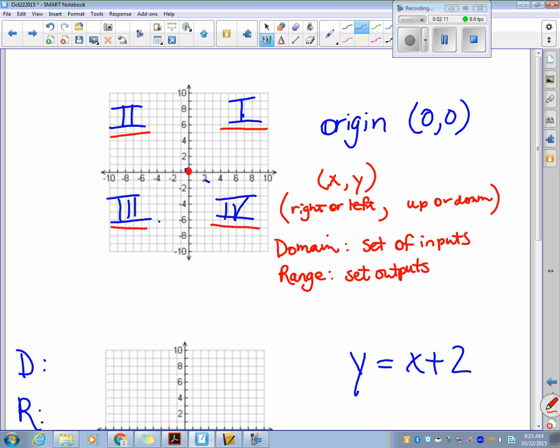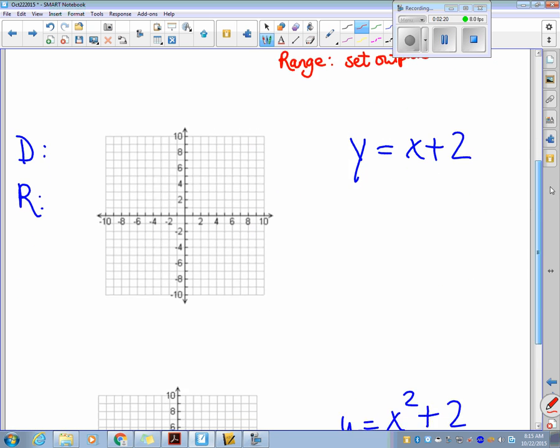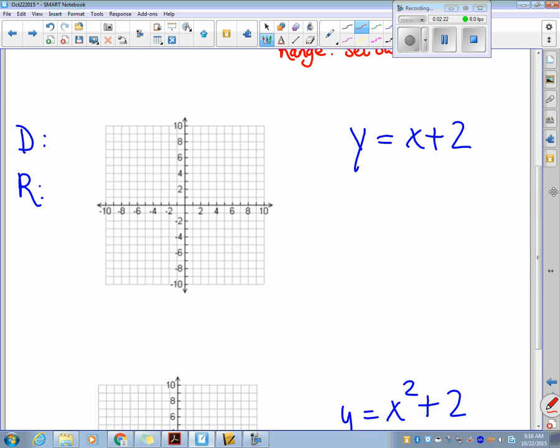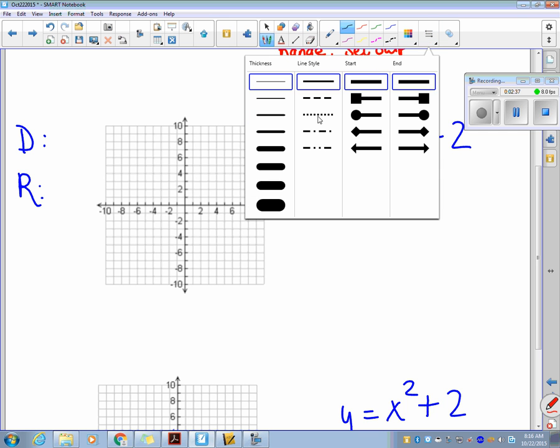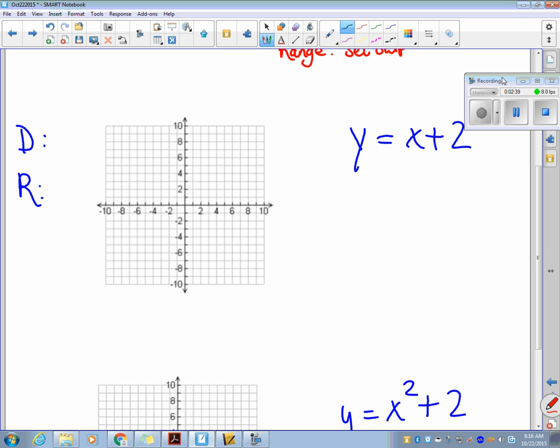Is that all right? So most of the domain and range questions that you're going to do in this class are going to be equations, okay? So as we look at the equations, they're going to ask you what the domain and the range is going to be. Just want to make this a little bigger so that it's a lot more detail.